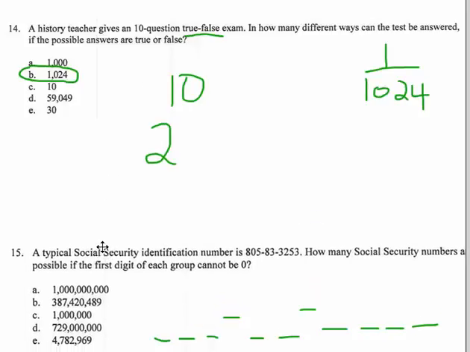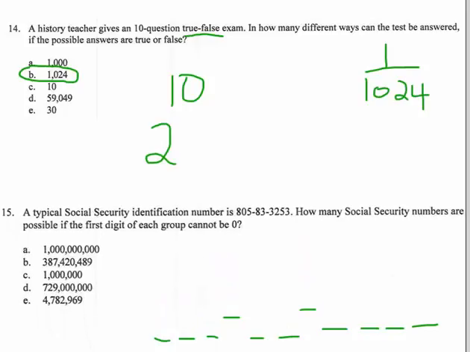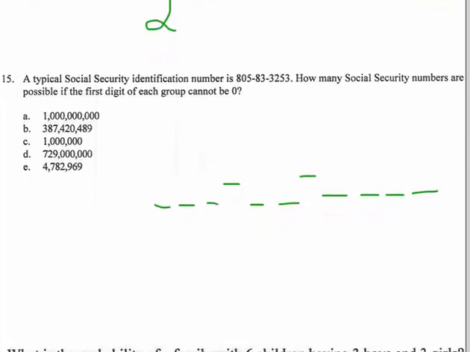A typical Social Security identification number looks like this. How many Social Security numbers are possible if the first digit of each group can't be 0? Well, we know that we have 10 digits, but if we can't use one of them, that means the first digit in each group has to be a 9. But there are no other stipulations on the other numbers, so they can be 10s. So you have 900 times 90 times 9,000.